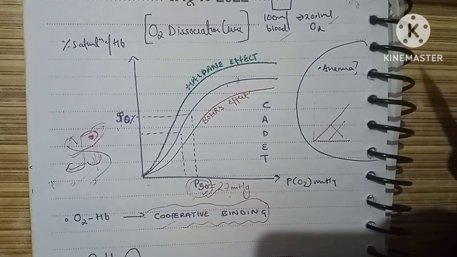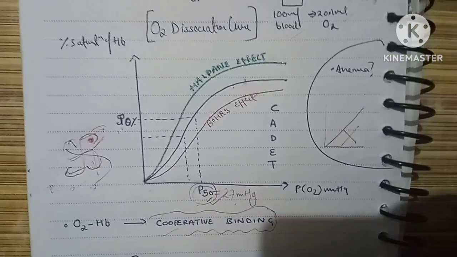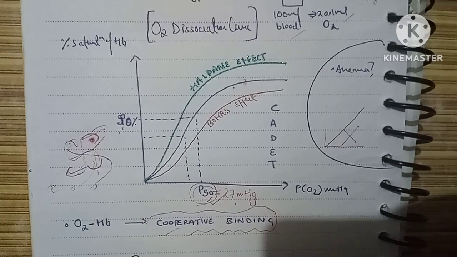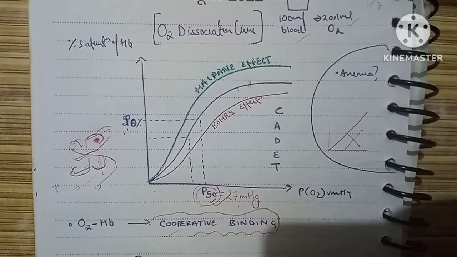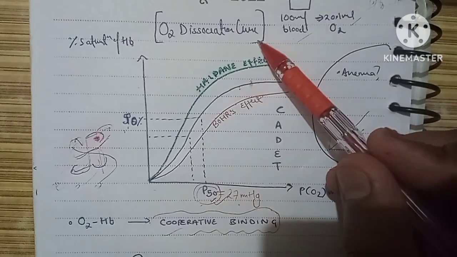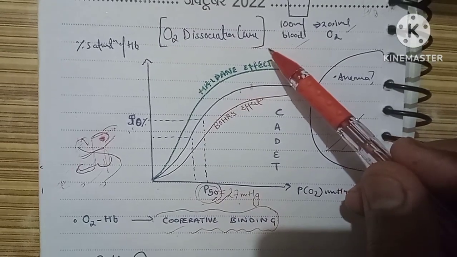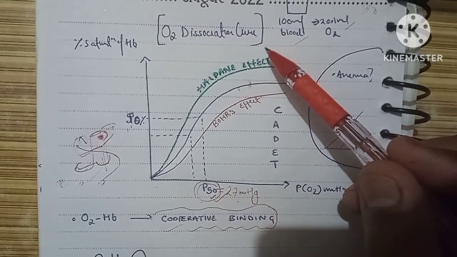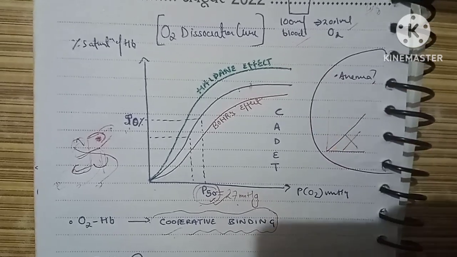Hello everyone. So through this video we are going to understand the oxygen dissociation curve, a basic physiology understanding in respiration. The oxygen dissociation curve tells us about how oxygen is being dissociated at the level of tissue and how it is getting associated with hemoglobin.